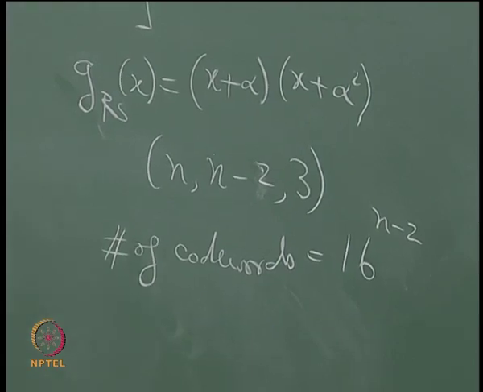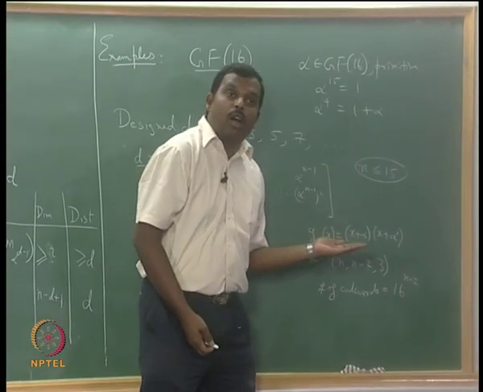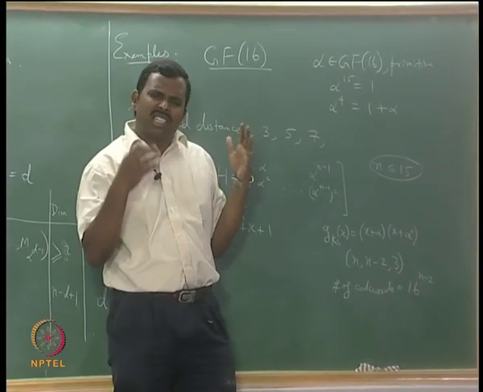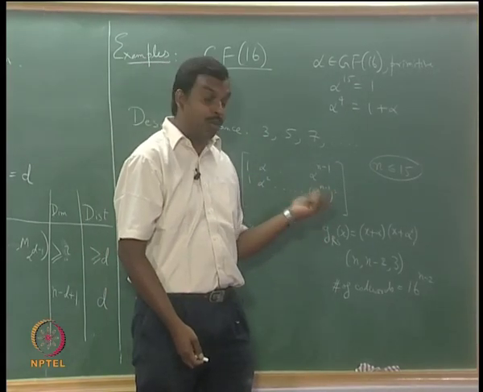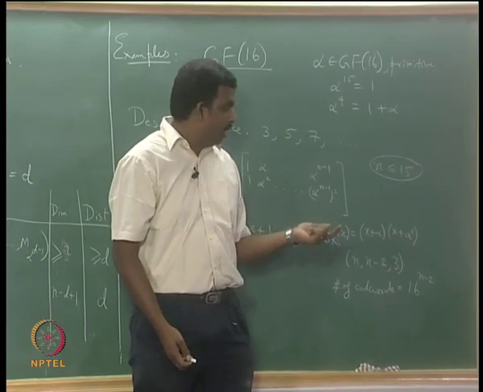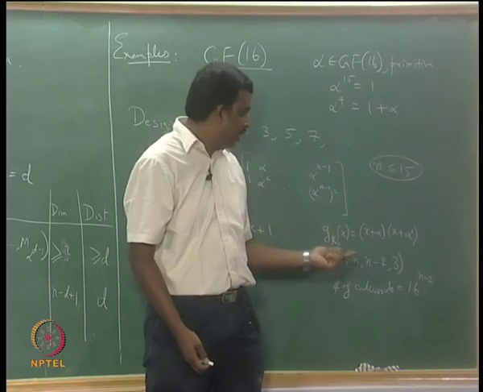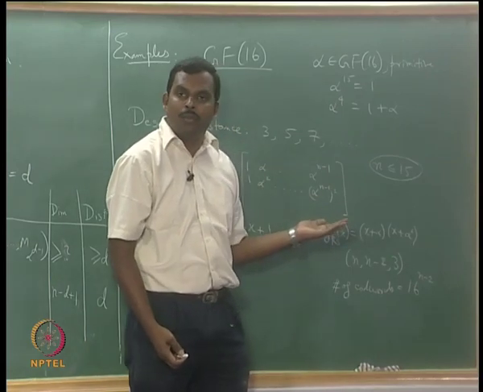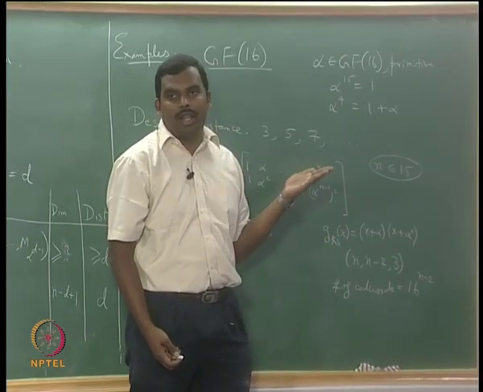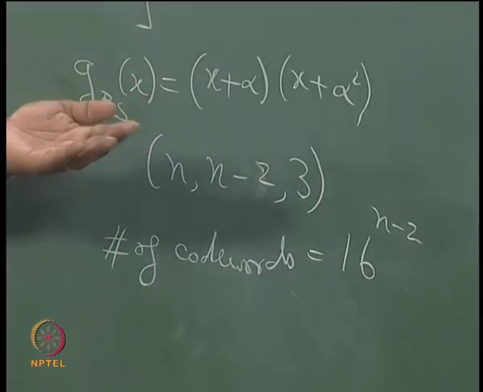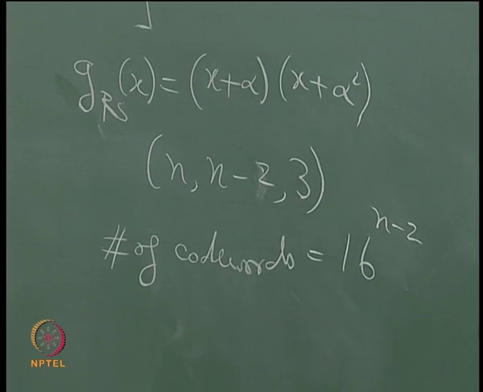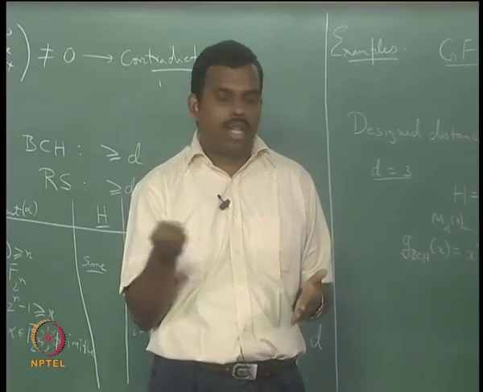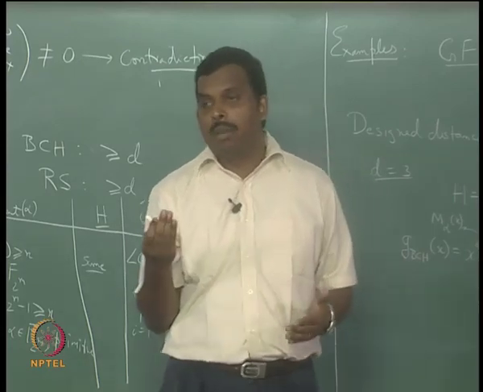How do you list out all the code words of the RS code? You have to take this m of x. M of x is like the message polynomial. You have to take m of x of degree less than or equal to k minus 1, or degree less than or equal to n minus 3, and multiply it with g of x. How many possible m of x do I have? 16 power n minus 2. Remember, these are codes over GF(16). That is another way of thinking about it. So, the moment I say dimension is k, how many code words do you have? 16 power k. Dimension is n minus 2, so you have 16 power n minus 2 code words.